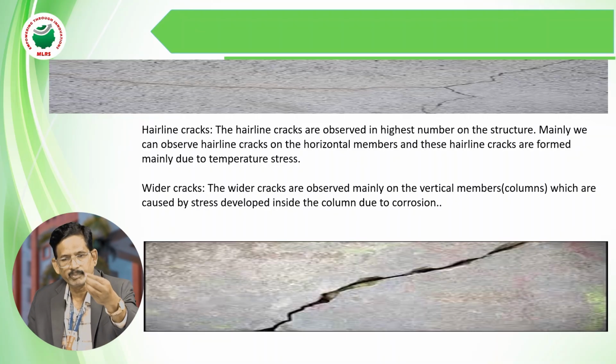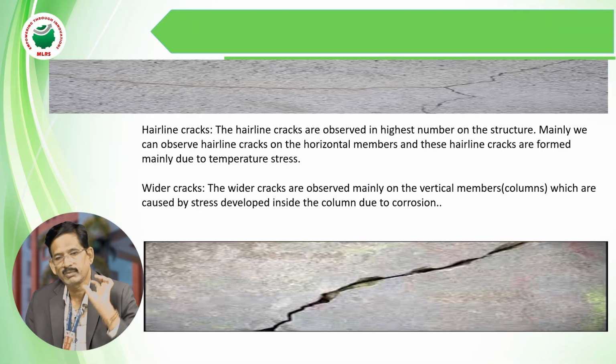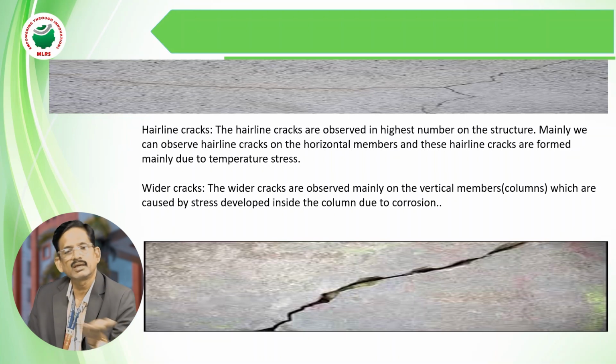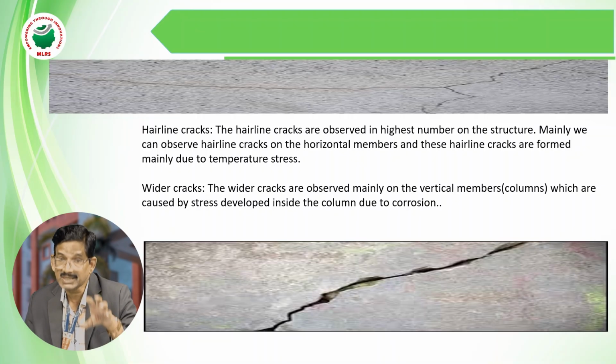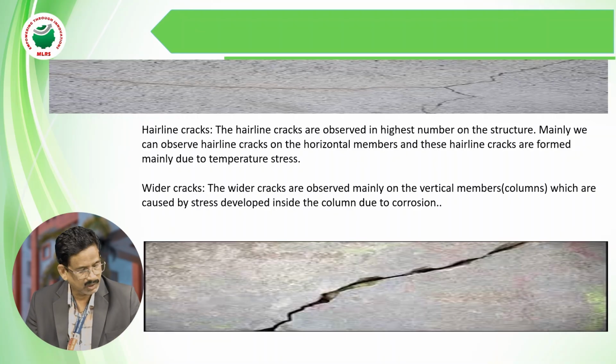So that is only the beam member. Beam is a horizontal member. Columns are vertical members. So the wider cracks are formed mainly on the vertical members like the columns itself. Column is a purely compression member, because these cracks are formed because of the stresses developed inside the column subjected to corrosion.